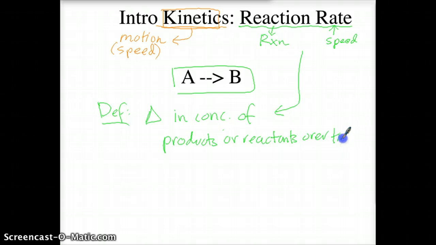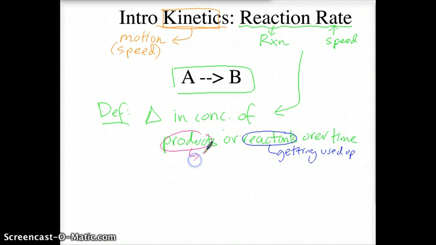So when we're measuring the rate of a reaction, we're measuring either A, how fast the reactants are getting used up, or we're going to be measuring B, how fast the products are being made. There's two ways to measure it, because in any reaction, both are going to happen. The reactants are going to get used up, and the products will be made.